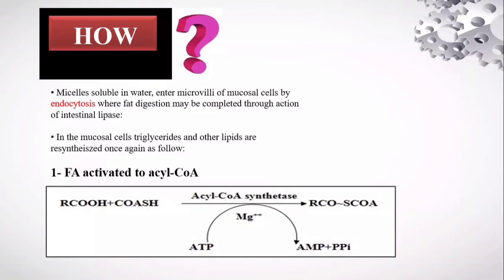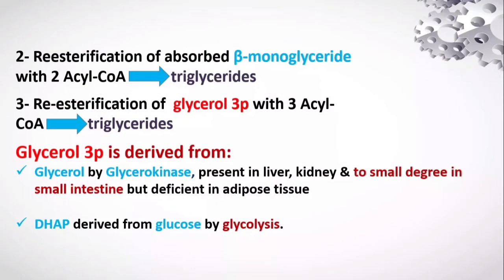So fatty acids are activated by reaction with CoA to form fatty acyl-CoA. The reaction normally occurs in the endoplasmic reticulum or the outer mitochondrial membrane. This is an ATP reaction yielding AMP and pyrophosphate. So that was the first. And second is reesterification of absorbed beta monoglyceride with 2 acyl-CoA, which will result in triglycerides.